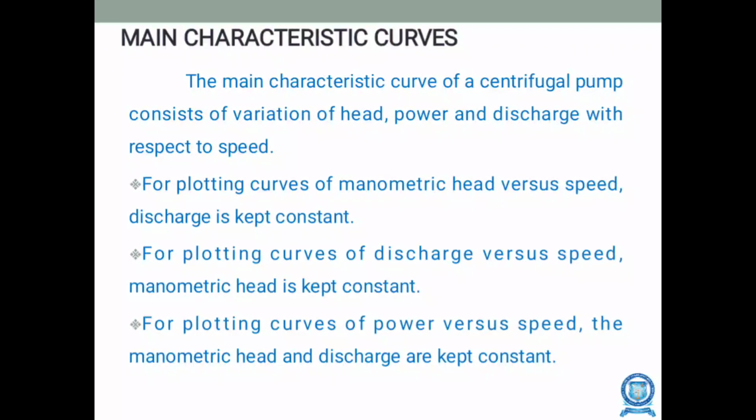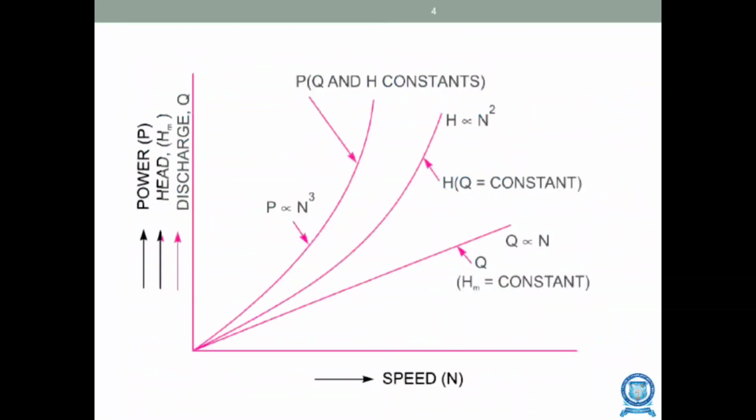So what is the main characteristic curve? Actually, you will have variations of head, power, and also discharge, and they will be varied with respect to speed. For example, when you are plotting a curve between manometric head versus speed, the discharge will be kept constant. If you are plotting curves between discharge versus speed, manometric head is kept constant. When you are plotting curves of power versus speed, the manometric head and discharge are kept constant. So you are keeping some variables constant, and then you are undergoing the test.